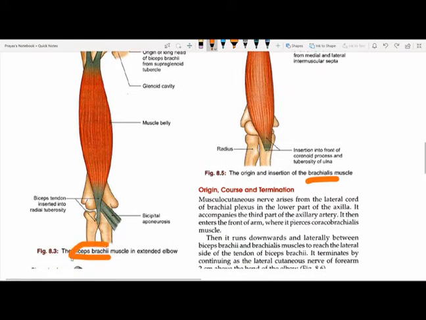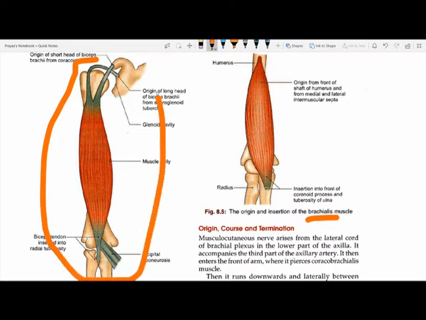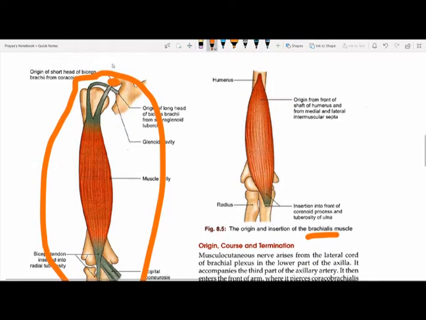So biceps brachii. When they say flex your biceps, the biceps is the most prominent muscle that is seen on your arm. When you think of your arm, you think of biceps and triceps. So this is the infamous biceps muscle. Each muscle in your body, as you already know, has an origin and an insertion. The biceps muscle has two heads. The short head has its origin at the acromion process of the scapula, or the shoulder bone.